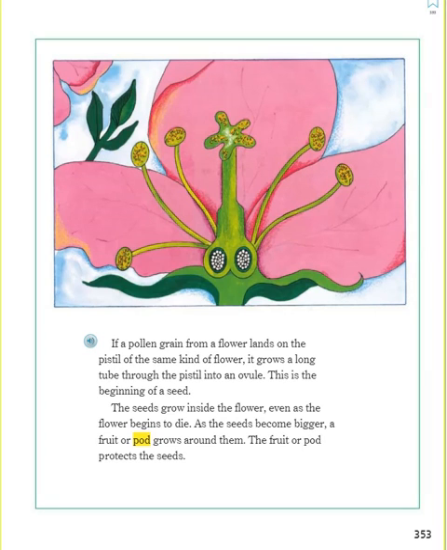If a pollen grain from a flower lands on the pistil of the same kind of flower, it grows a long tube through the pistil into an ovule. This is the beginning of a seed. The seeds grow inside the flower even as the flower begins to die. As the seeds become bigger, a fruit or pod grows around them. The fruit or pod protects the seeds.